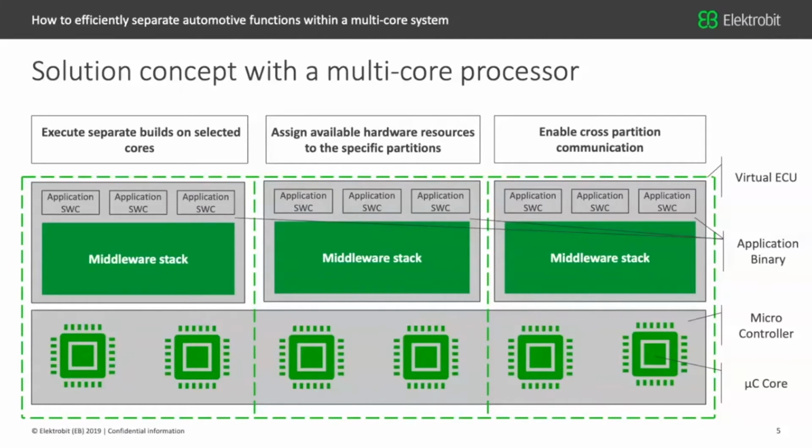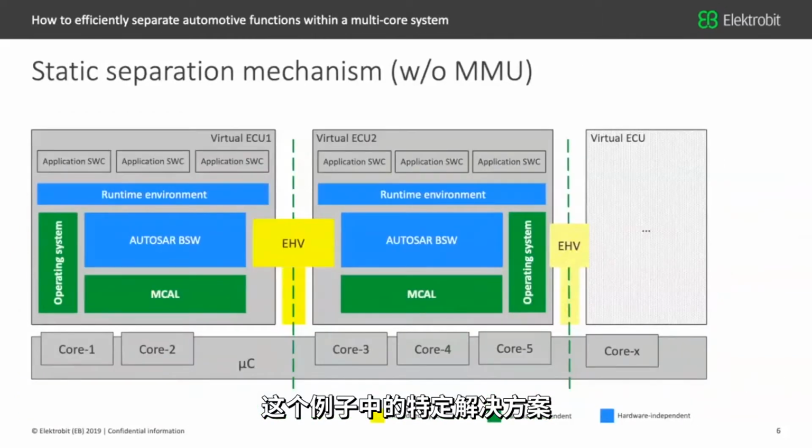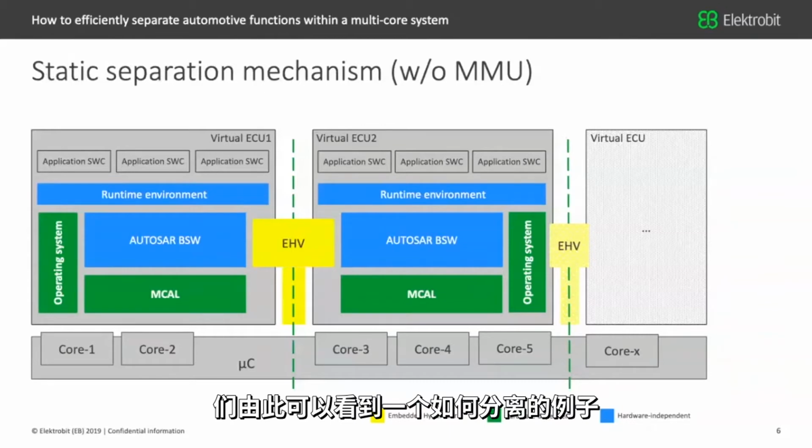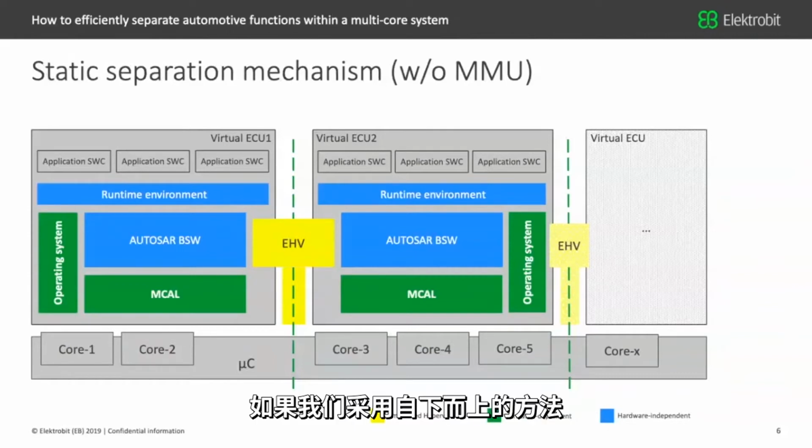So if we, on the other hand, look at the specific solution in this case, what we see here is an example of how it could be separated. If we do the bottom-up approach, we have a microcontroller, in this case with 5 or 6, 7 cores.